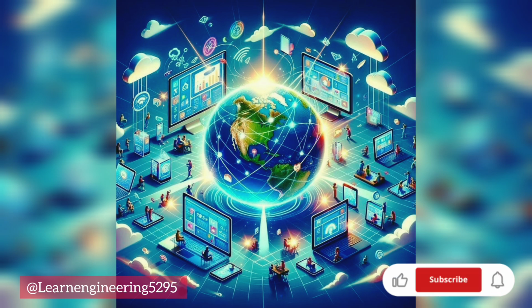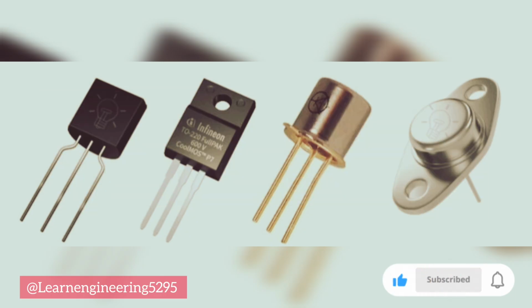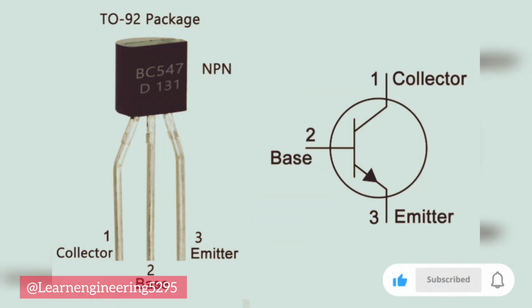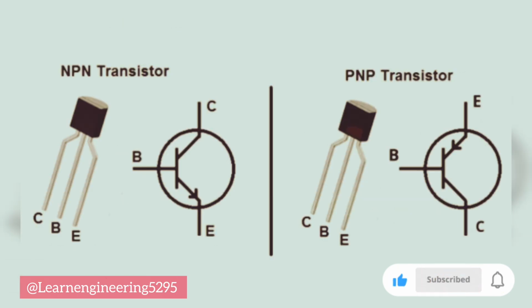It's called the transistor. A transistor is a tiny electronic device that can do two main things: act as a switch or amplify signals. It's one of the greatest inventions of the 20th century. A transistor is made using semiconductors, usually silicon. There are two common types of transistor: NPN transistor, PNP transistor.